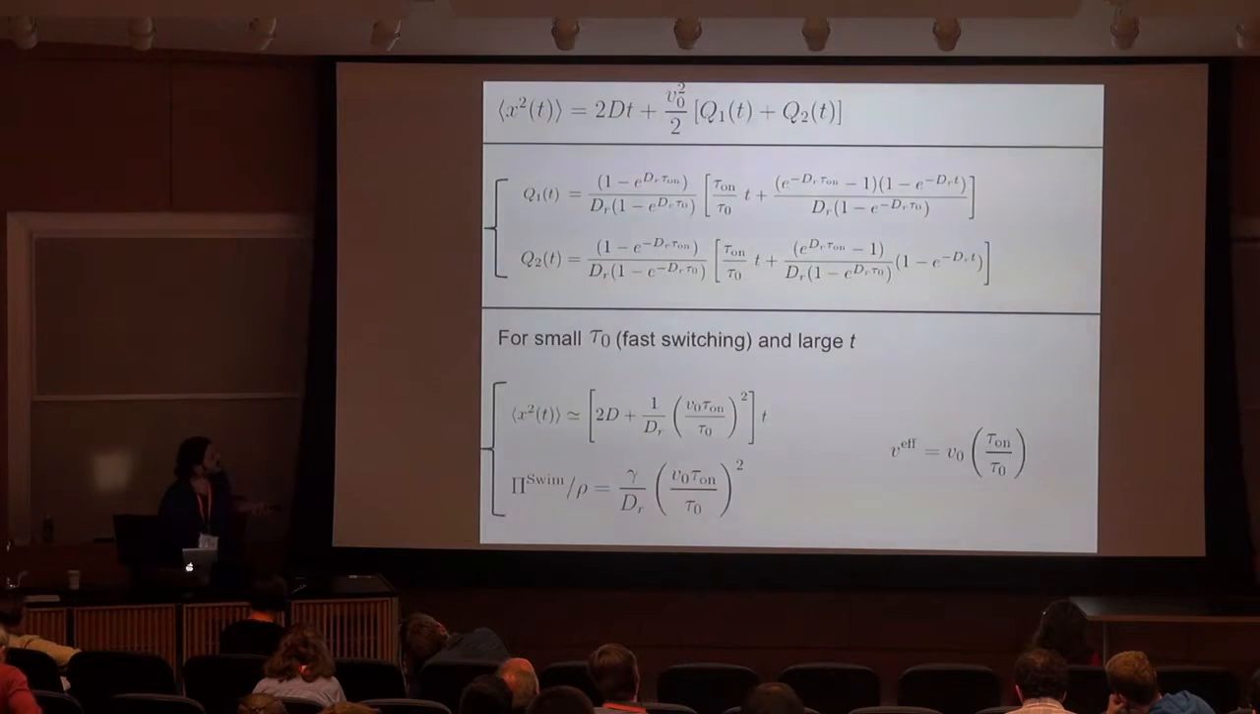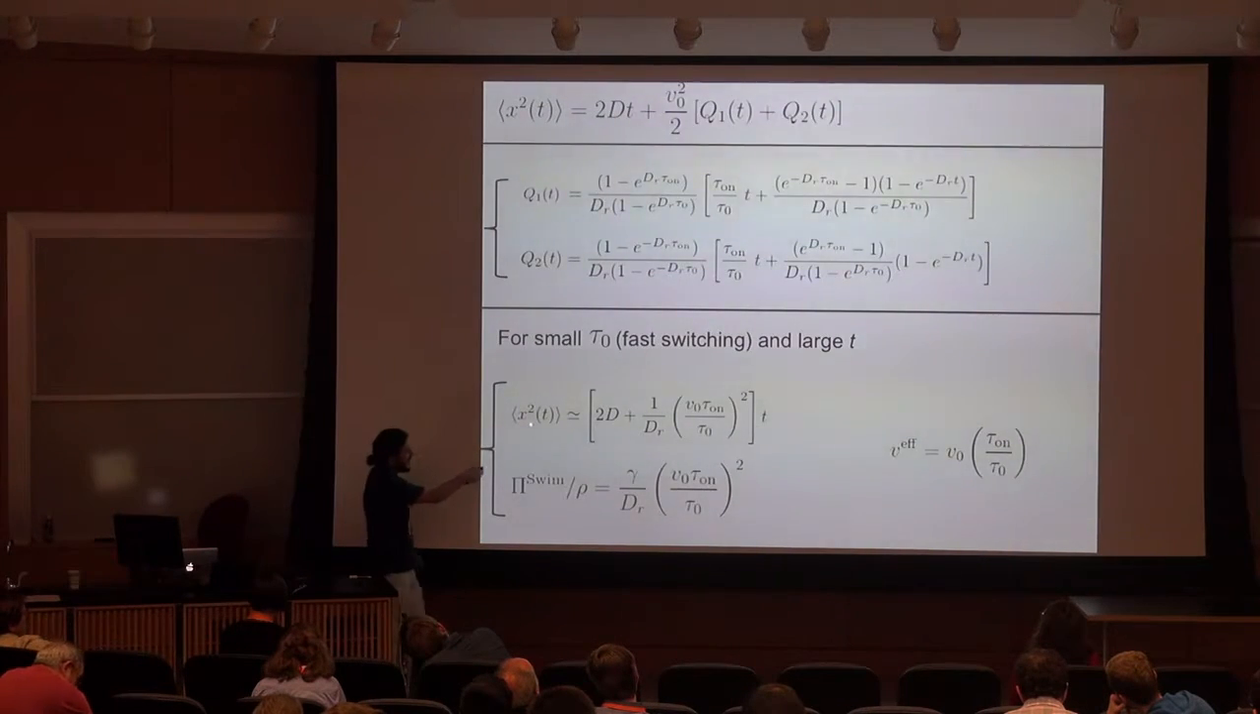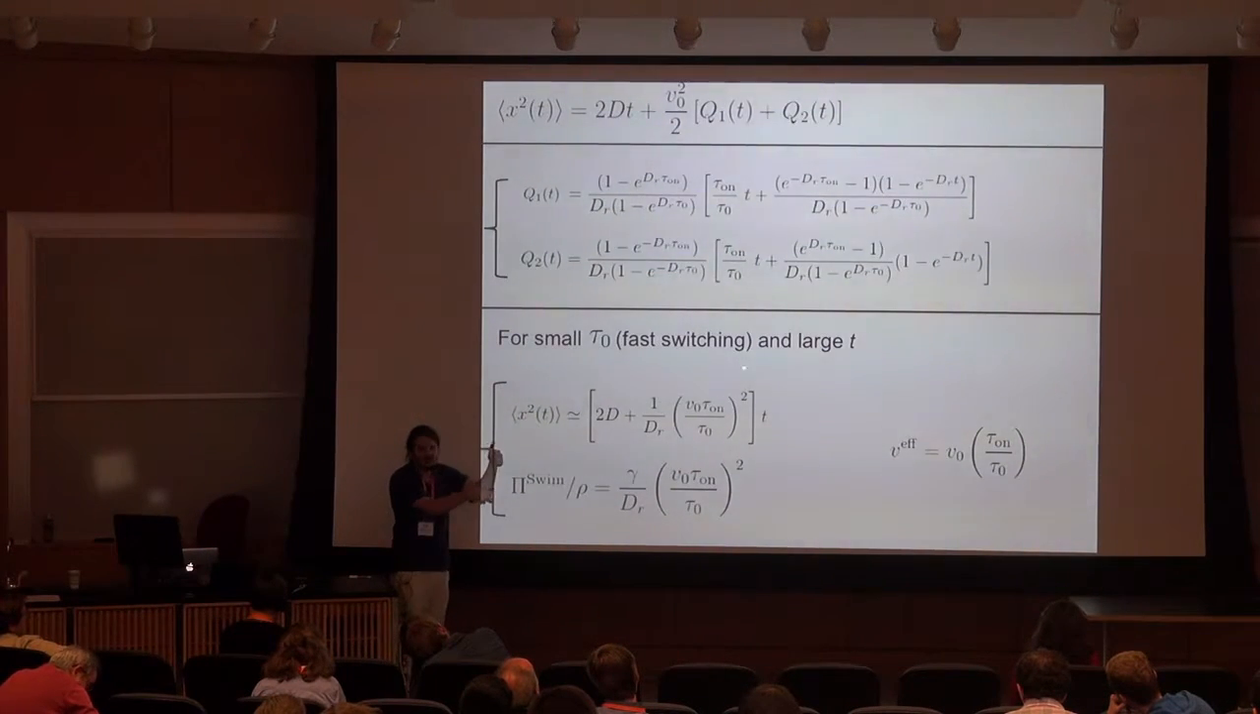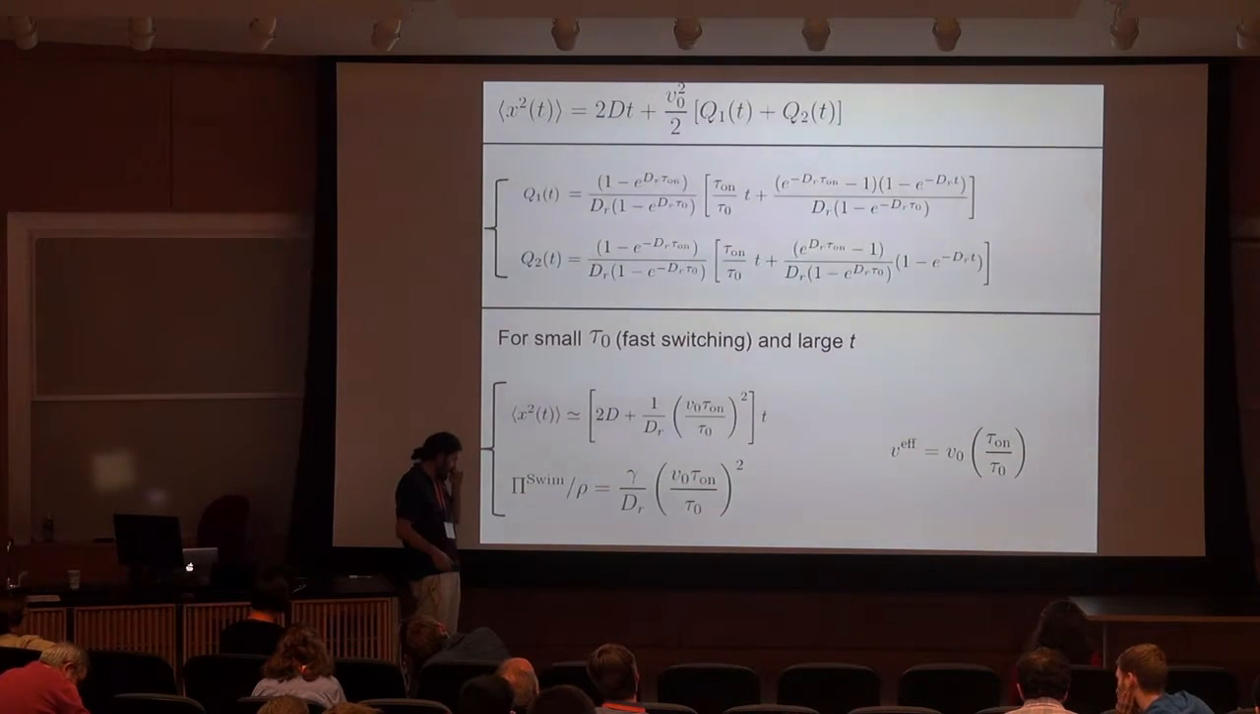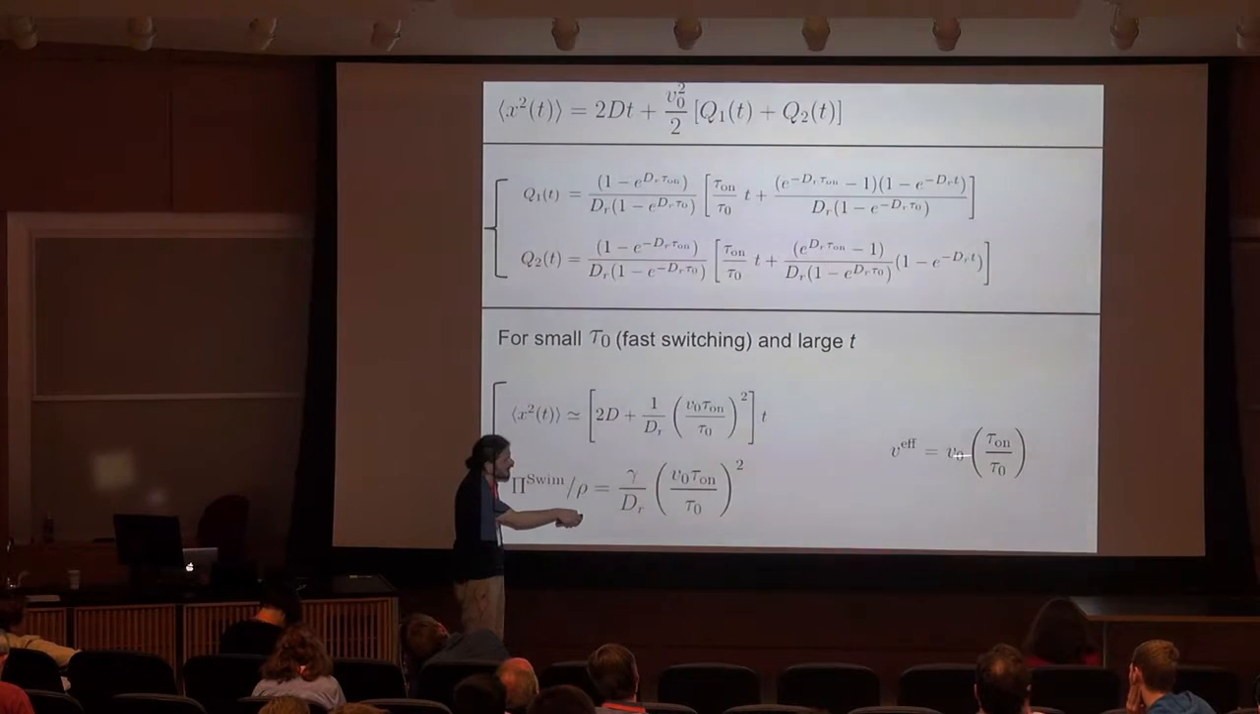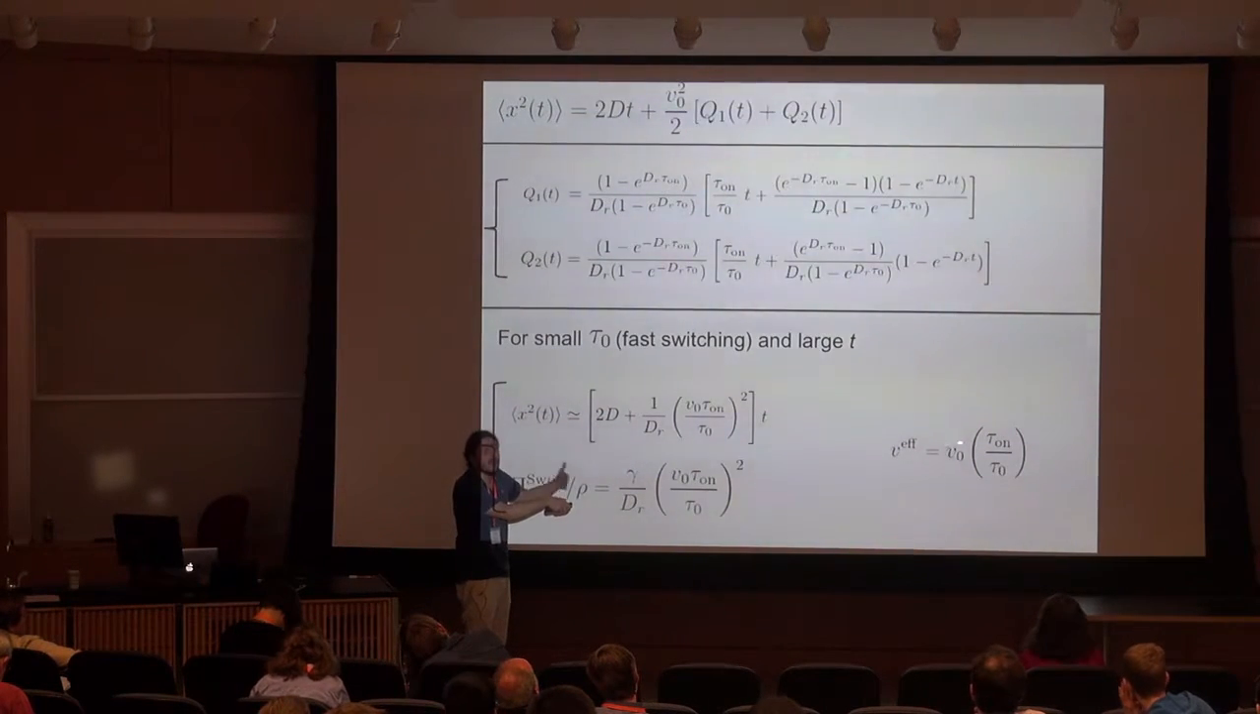But you have those two nasty functions. The cool thing is that if you look at very fast switching, then that becomes exactly like the diffusion of a particle with a constant speed. Just the speed is not the one that you put in there, but an effective speed, which is modulated by how long you stay on with respect to the total period.